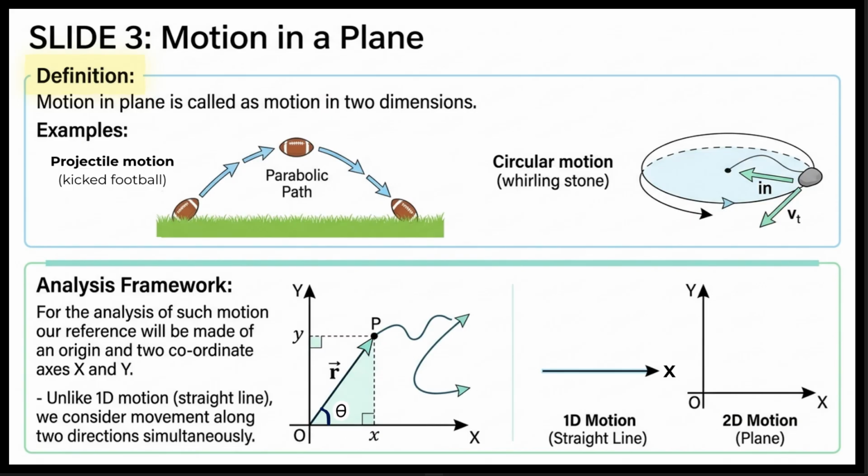Motion in a plane is simply motion in two dimensions. Two directions track simultaneously. Two examples make this concrete. A football kicked into the air follows a parabolic path, as the first diagram shows. A stone whirled on a string sweeps through a circle, with the inward force and tangential velocity labeled in the second diagram. Both involve movement along two directions at once, which is exactly what distinguishes 2D motion from 1D straight-line motion. To analyze it, we place an origin at a reference point and set up two coordinate axes, x and y. The comparison diagram at the bottom shows why one axis simply isn't enough.